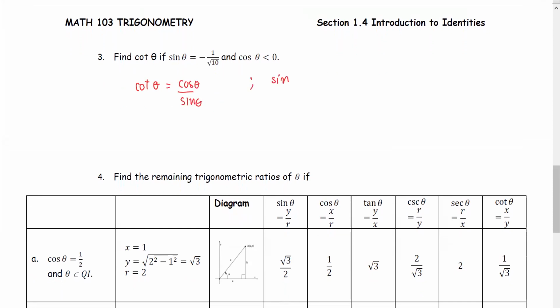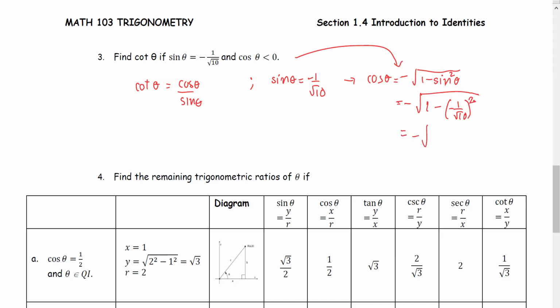Given that sine theta is negative 1 over square root 10, to find the cosine theta we use the Pythagorean identity. Cosine is the square root of 1 minus sine squared theta, and the cosine is negative, or less than 0. So cosine theta is negative square root of 1 minus the quantity negative 1 over square root 10 squared.